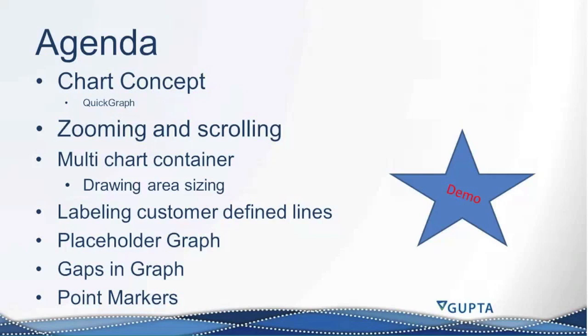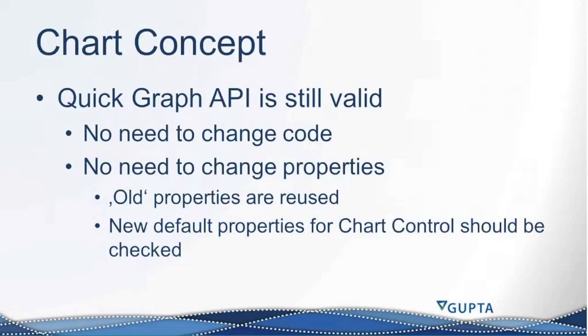So let's start. The Quick Graph API is still valid. So if you're on the way to migrate your applications from Team Developer 1.5.1 to maybe 4.2 or 6.1, then you can use the Quick Graph API. Since the API is still valid, you don't have to change source code inside your application. What we do is read all the properties in the binary section of your source code and set them into the new charting language. So the old properties are reused.